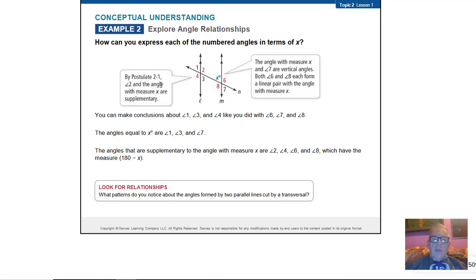So let's see, by postulate 2.1, angle 2 and the angle with measure x are supplementary. So if we knew what x was, we could subtract it from 180, and we would know what angle 2 would have to be.